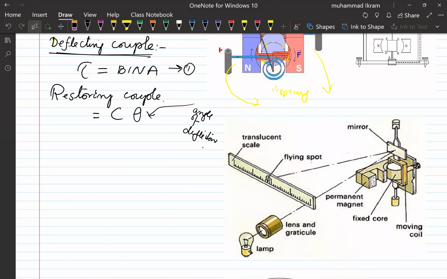Here is how it can be found. You will note the initial position of the mirror, and once the current passes through the galvanometer, the coil will deflect, and then you will note the new position. The reading must be noted on the translucent scale which will be in front of you. And this is how you can calculate the angle of deflection.